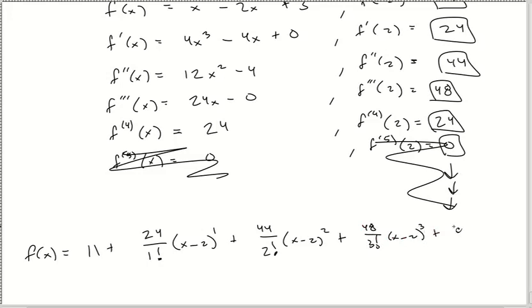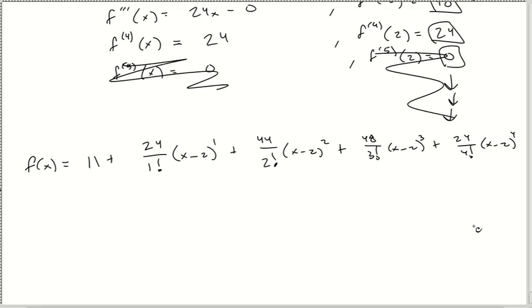And then I got my 24. 24 over 4 factorial x minus 2 to the 4th. And that is the answer. Now what I'm going to do is simplify that down a little bit. So I did not simplify it a lot.